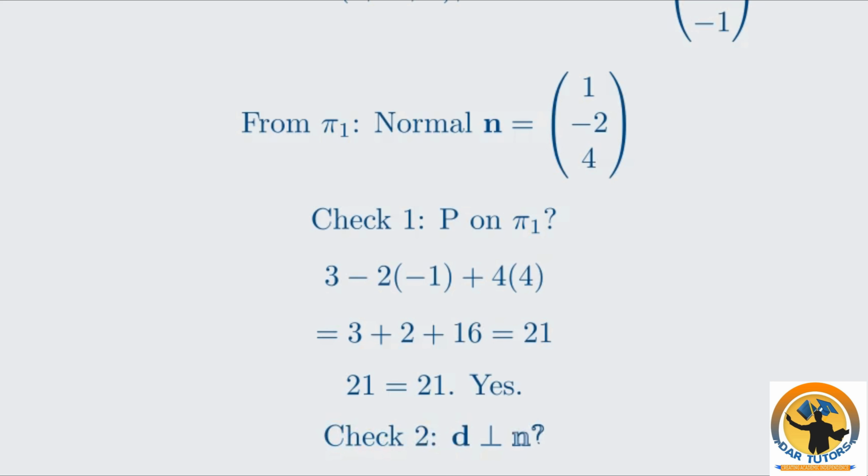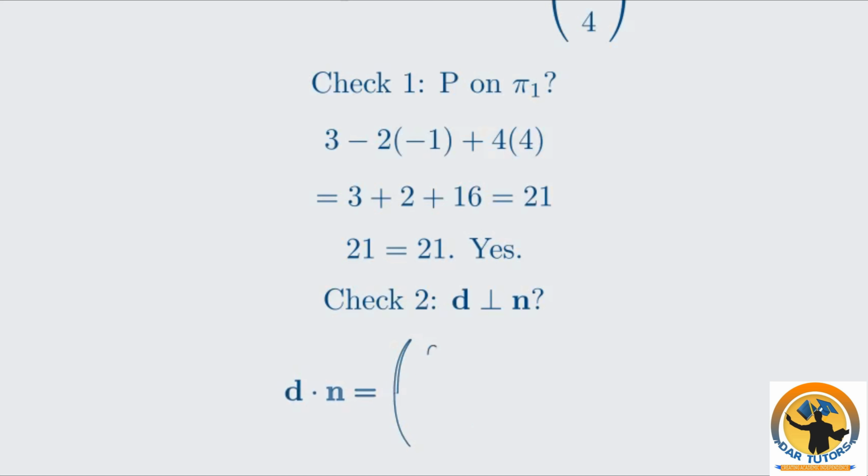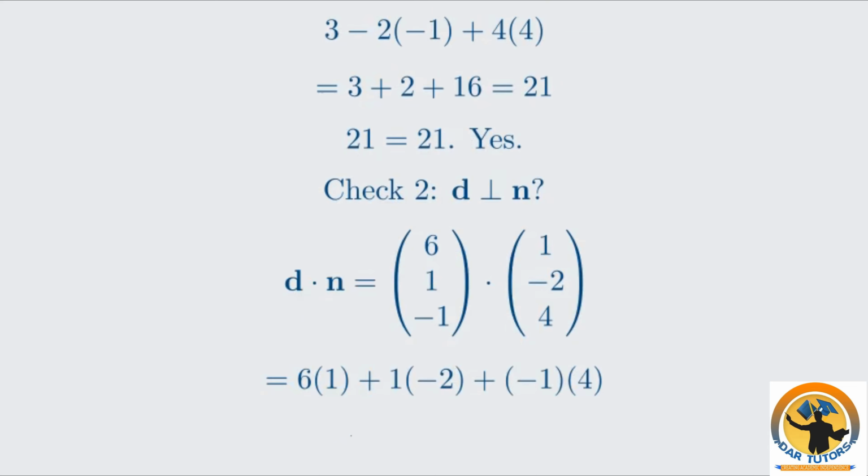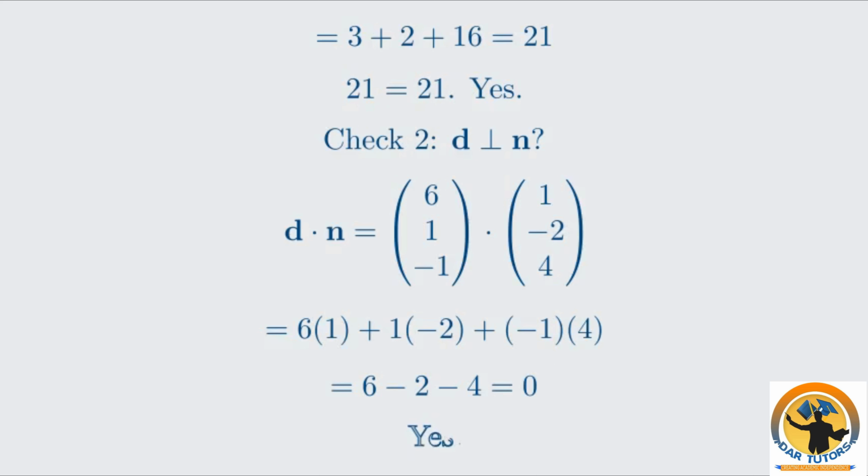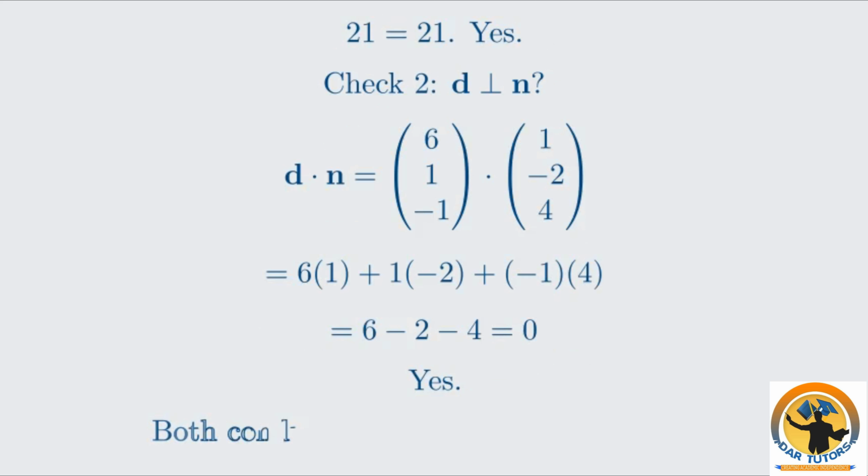Now for the second condition. We check if the direction vector d is perpendicular to the normal vector n by calculating their dot product. d dot n equals 6 times 1 plus 1 times minus 2 plus minus 1 times 4, which is 6 minus 2 minus 4, which equals 0. Since the dot product is 0, the vectors are perpendicular. Both conditions are met, so the plane pi1 contains the line L.